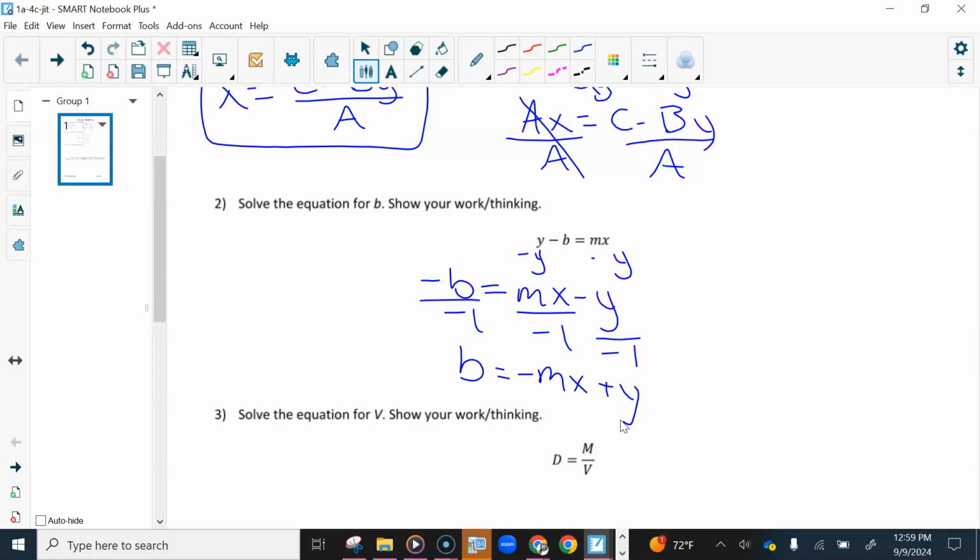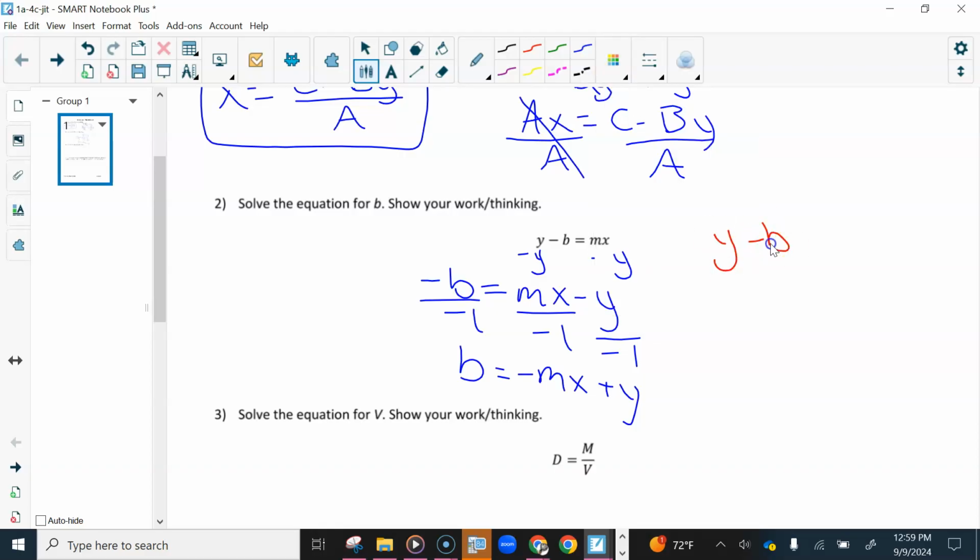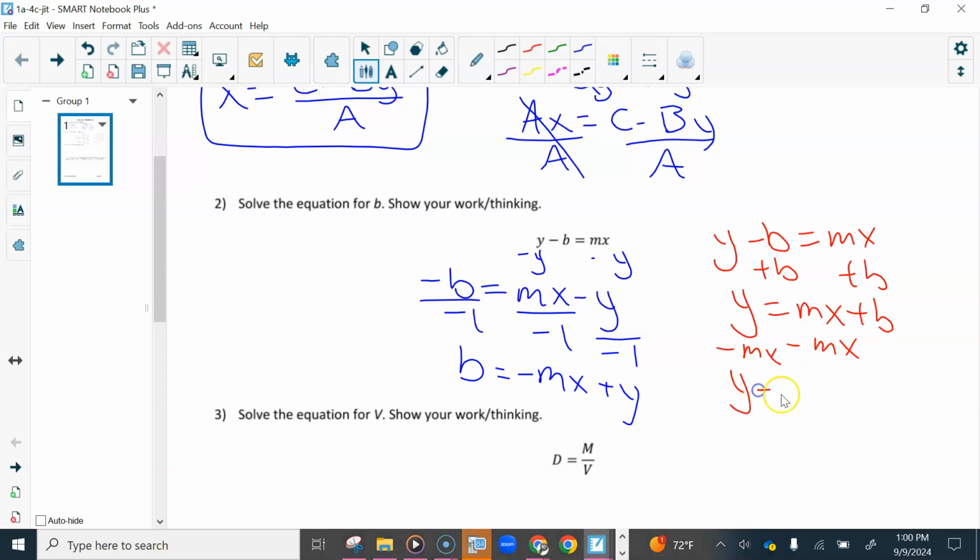What you also could have done is instead of moving y, to move b, and at first that won't seem like it's helping, but then I could go ahead and move mx by subtracting. So you could do either or. Questions on either of those?